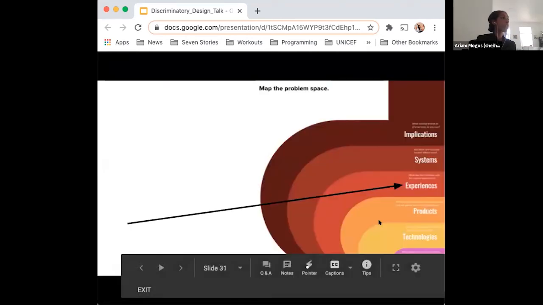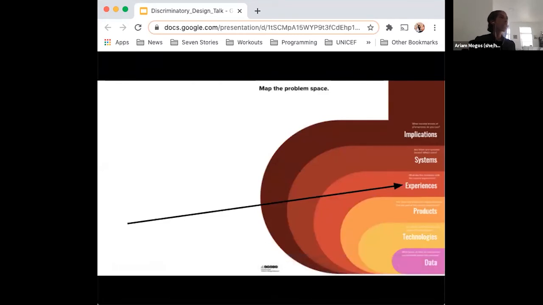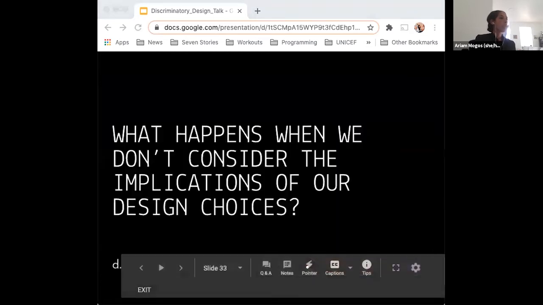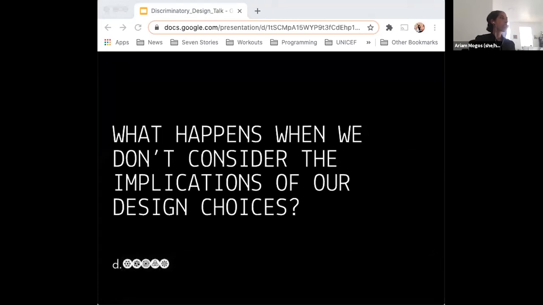And these people are really creating experiences for us. And sometimes these experiences can be wonderful. We need a specific type of information quickly, and they give it to us quickly, and there's no confusion. But sometimes these experiences can really go wrong because the implications are not considered ahead of time. And I want to give you an example. When we don't consider the implications of our design choices, there can be really harmful implications.